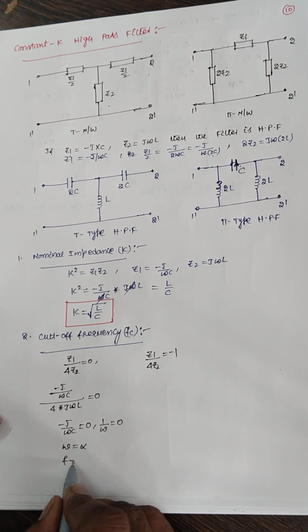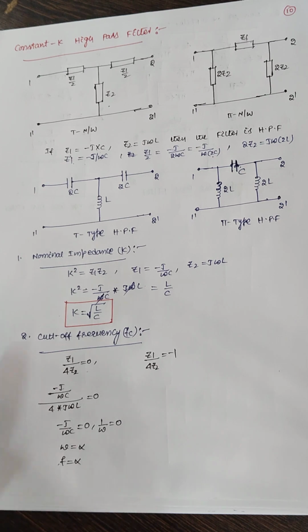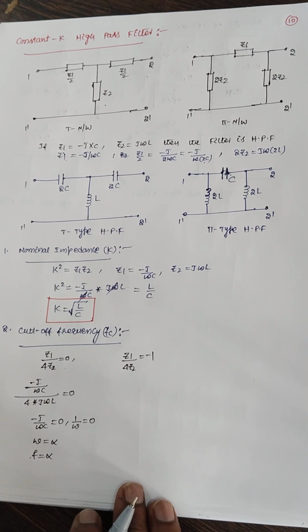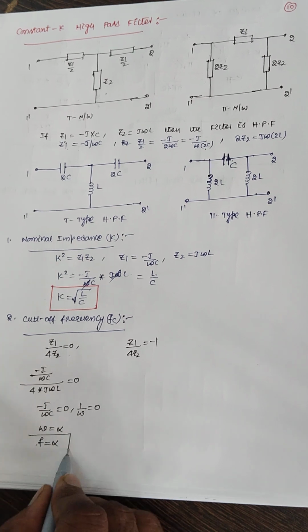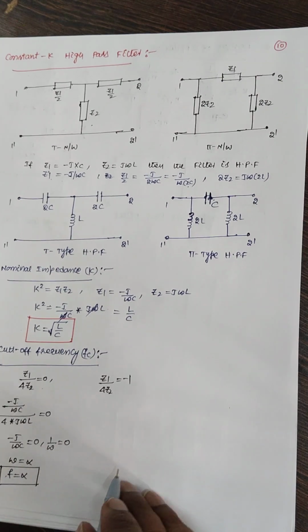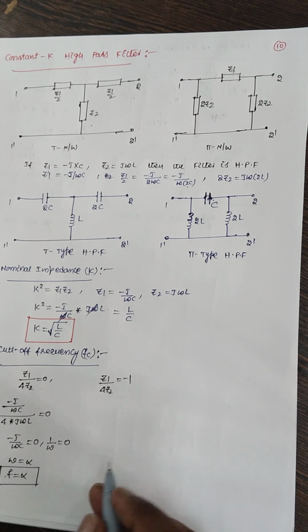So F is equal to infinity. So it is one cutoff frequency. That means it allows the signals up to the frequency F is equal to infinity. And this is another cutoff frequency.